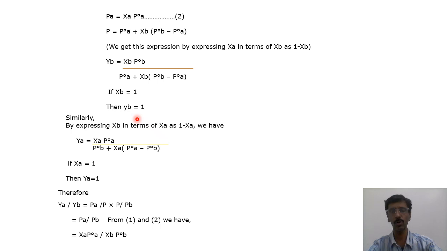YB is equal to 1. Okay, similarly we can have the another expression also. Now the expression we got here on the basis of Raoult's law, we got it when we expressed XA in terms of XB as 1 minus XB. Now what we do is, we are going to express XB in terms of XA as 1 minus XA.